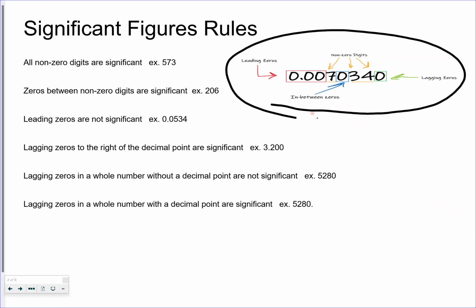So in the number 3.200, the lagging zeros in that number are significant. Lagging zeros in a whole number without a decimal point are not significant, so the 0 at the end of 5,280 is not significant. But if there is a decimal point with a whole number, that 0 is significant. So in 5,280 point, the 0 is significant. So there's a difference between these two numbers.